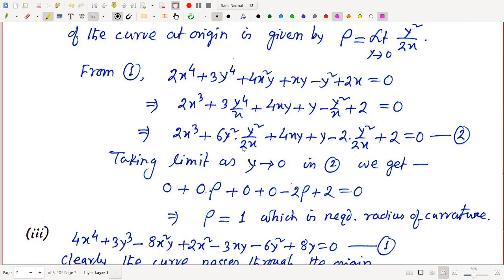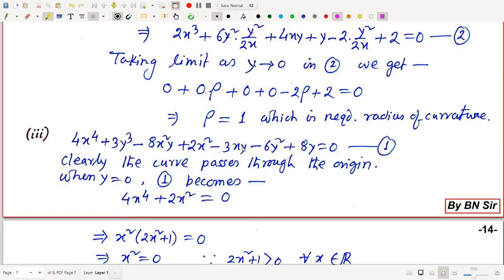See, in this example, we have not found the value of dy by dx. We have not found the value of d square y by dx square, but we have found the radius of curvature at origin by Newton's method.